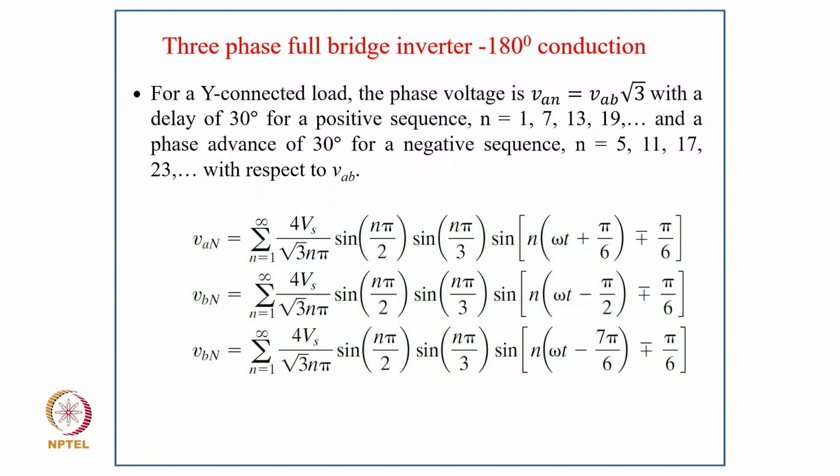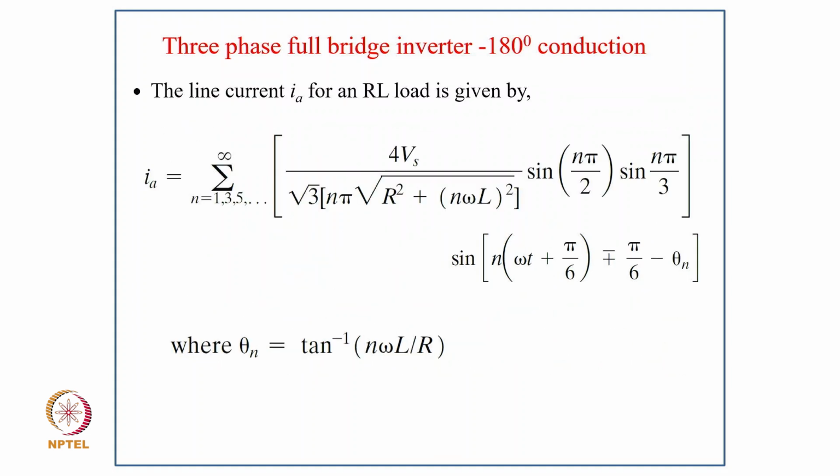Similarly VBN, n equal to 1 to infinity, 4 Vs upon root 3 pi, sin n pi by 2, sin n pi by 3 into sin in bracket n omega t minus pi by 3 plus minus pi by 6, and VCN, n equal to 1 to infinity, 4 Vs upon root 3 pi, sin n pi by 2, sin n pi by 3, sin in bracket n omega t minus 7 pi by 6 minus plus pi by 6.